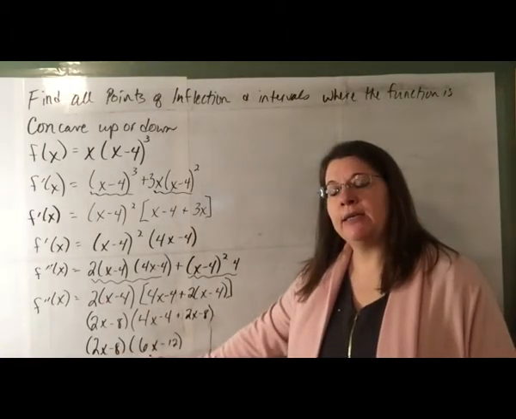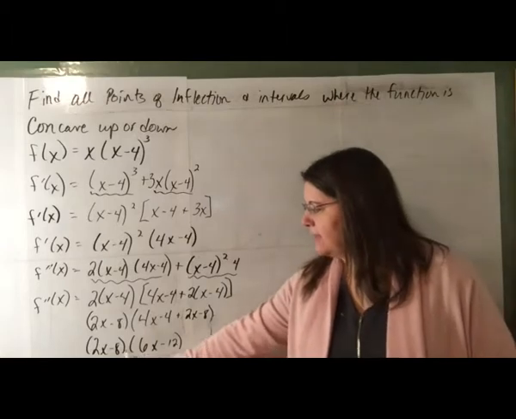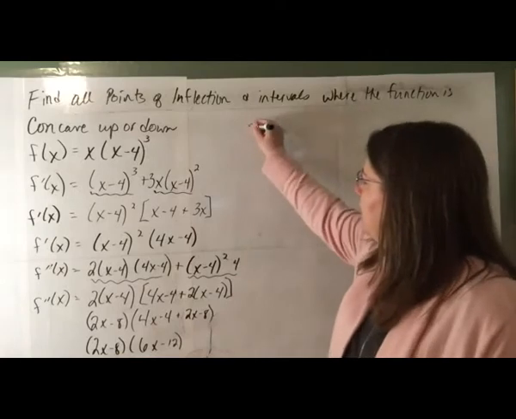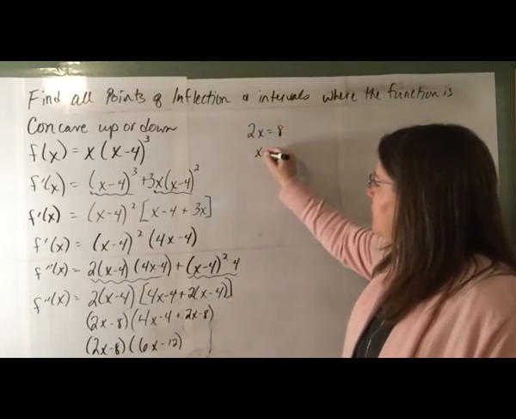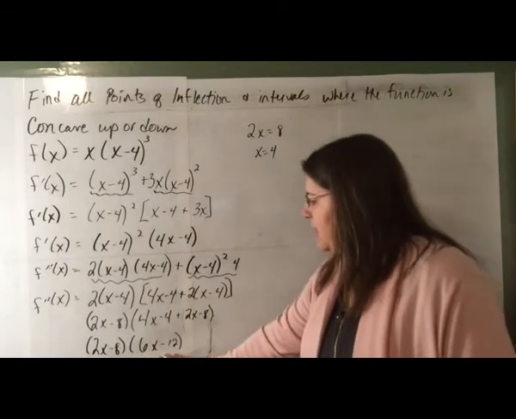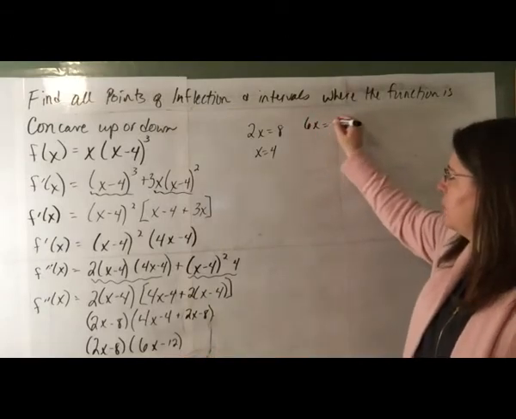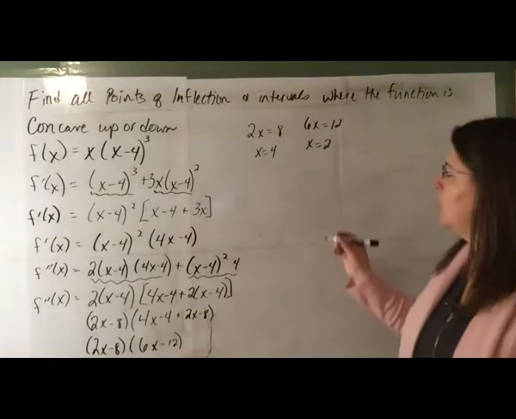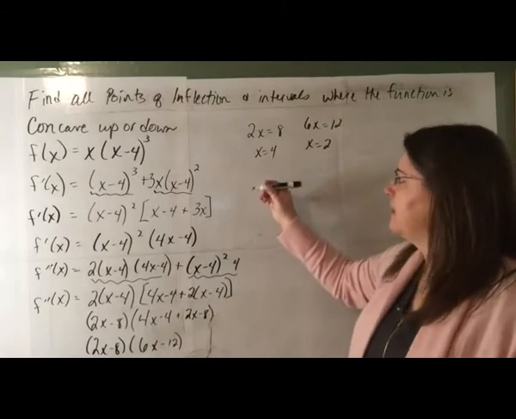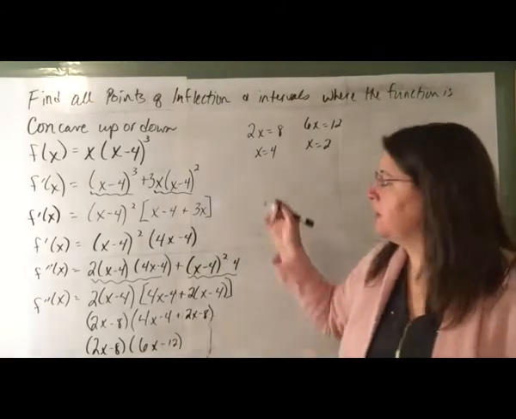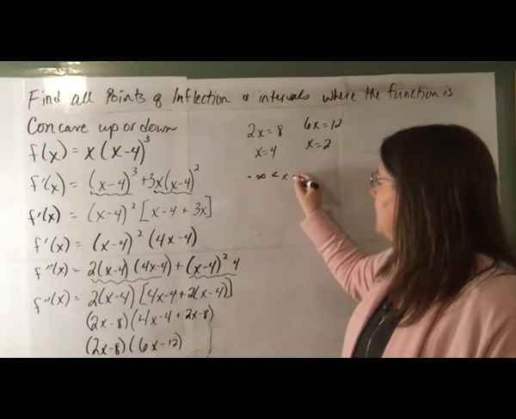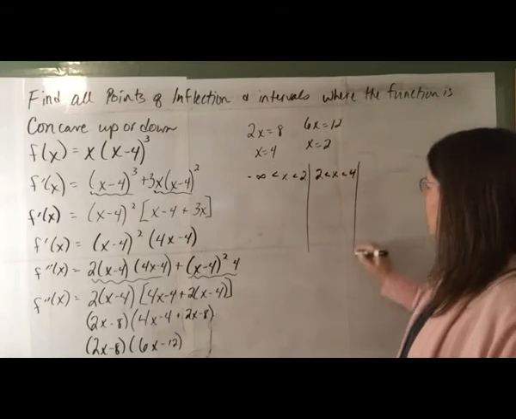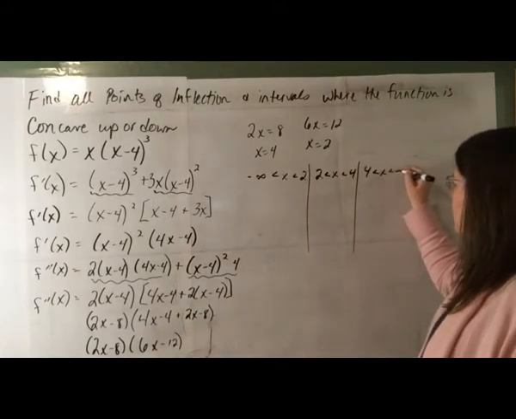In order to find my intervals for my chart, I need to set each of these equal to 0. So if I set 2x minus 8 equal to 0, I have 2x equals 8, which gives me x equals 4. If I set 6x minus 12 equal to 0, I have 6x equals 12, which gives me x equals 2. To set up my intervals, I'm going to use these values as my critical values for the second derivative. So I'm going from negative infinity to the smallest value of 2, 2 to 4, and 4 to infinity.